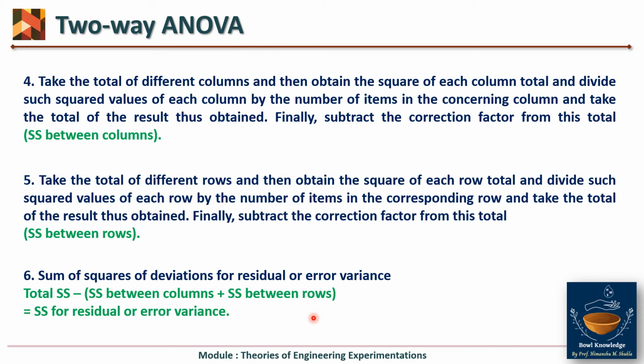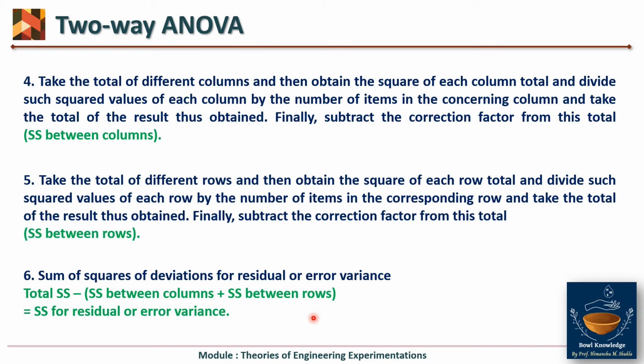Now step number 4, that is assess between columns. So take the total of different columns and then obtain the square of each column total and divide such squared values of each column by number of items in concerning column. सुनने में काफ़ी कॉम्प्लेक्स है, समझने में काफ़ी इजी है. टोटल ऑफ डिफरेंट कॉलम्स. कॉलम्स मतलब अब यहाँ पे दो फैक्टर है तो मैट्रिक्स बनेगा. वहाँ क्या हो रहा था? वहाँ पे एक ही फैक्टर था तो तीन सैंपल थे, तीनों सैंपल अलग अलग थे. ठीक है, वीट के तीन सैंपल थे, सैंपल ए बी सी, only that factor was varying.